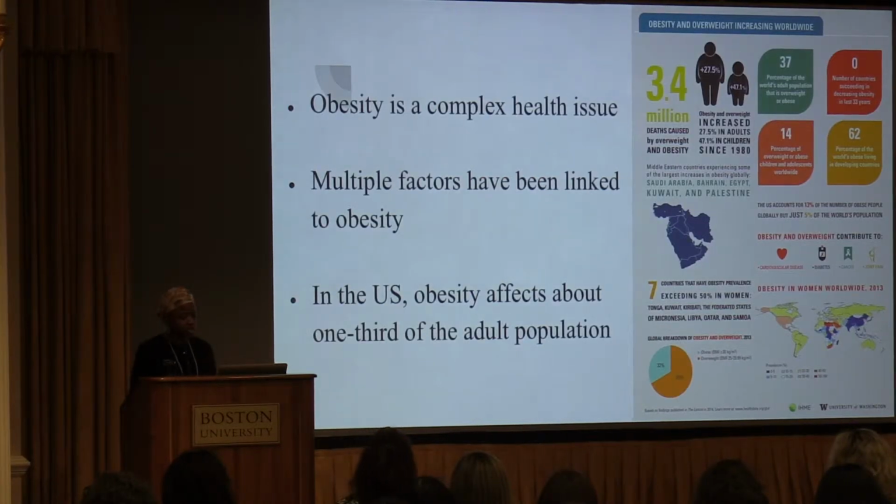So I decided to choose one topic to focus on, and this is obesity. Obesity is a major problem globally. It affects millions of people. It's been associated with over 3.4 million deaths globally. So it's a very important problem in global health. And there are many factors that have been linked to obesity. These include biological factors, but also includes environmental factors as well. And in the US, obesity affects about 1/3 of the adult population.